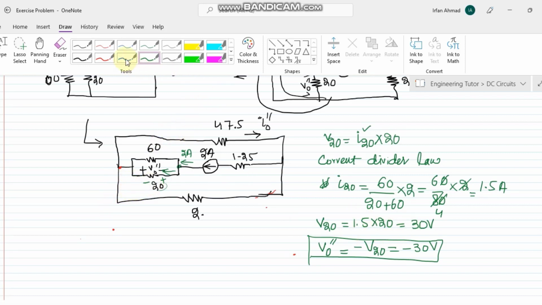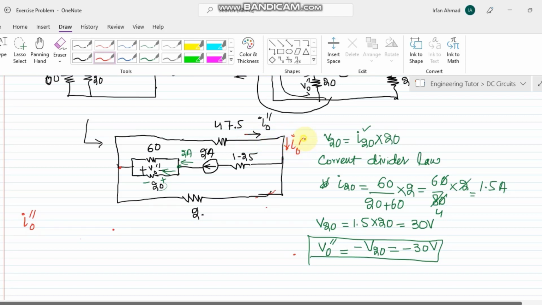Now in order to find the value of the current I naught double prime, here we can very easily see that this is the current which is coming here, this is also the current which is here, the value of it is 2.5, sorry. So these two, let me call it 2.5 here, and the source current is this 2 amperes.